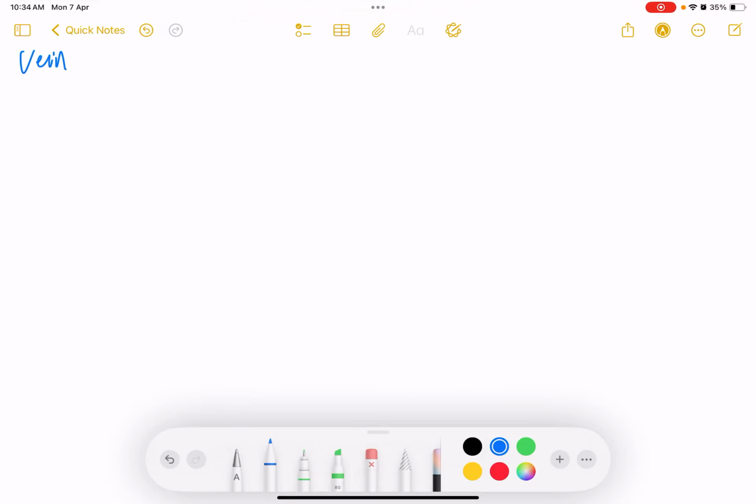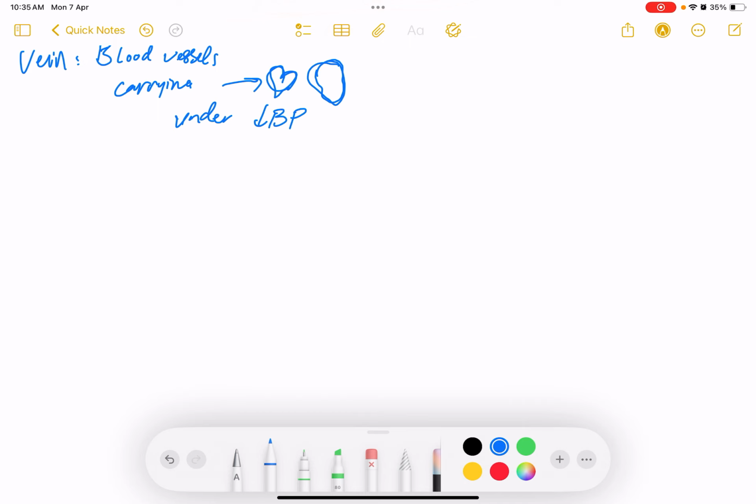Here, the vein. It's a blood vessel carrying blood towards the heart. It's obviously a more scientific shape, like that. But yes, towards the heart, under low blood pressure.